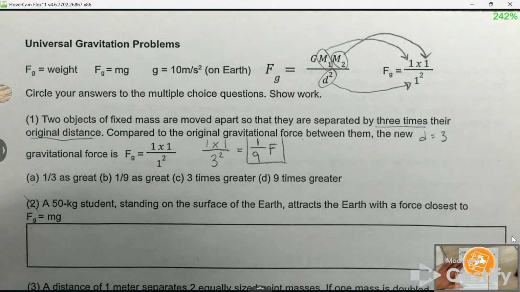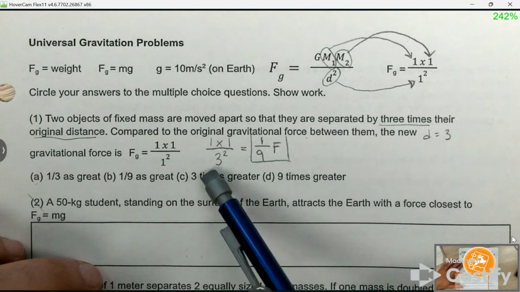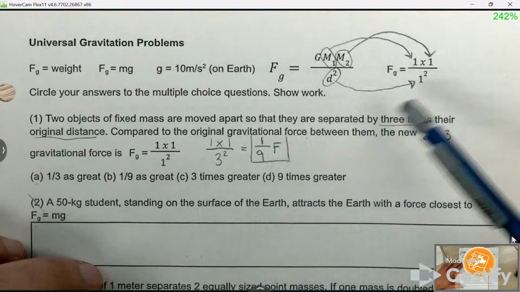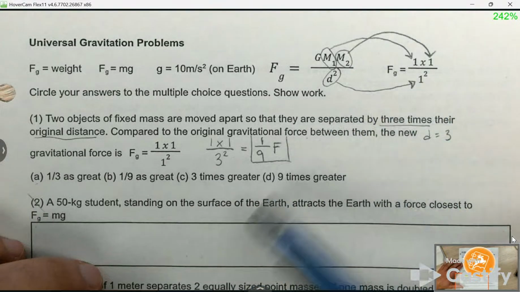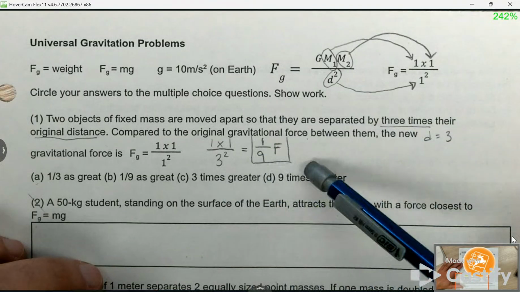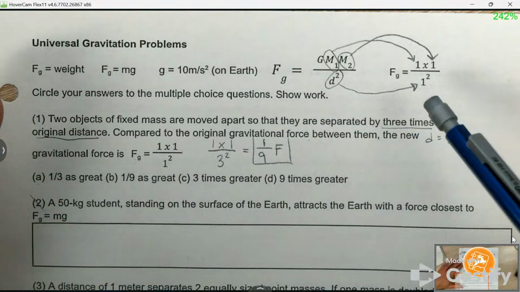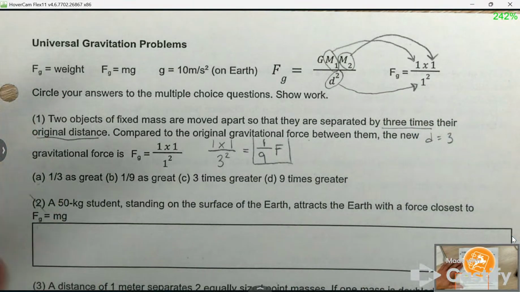Again, if you're just changing the distance, what happens to that is going to happen with the square of it. So if I double the distance, we're going to have 2 on bottom. 2 squared is 4. It's going to be 1/4. 3 squared is going to be 1/9. 4 squared on bottom is going to become 1/16 if you don't change the masses. So the further apart you separate them, the more the force is going to fall, and it's going to decrease exponentially.